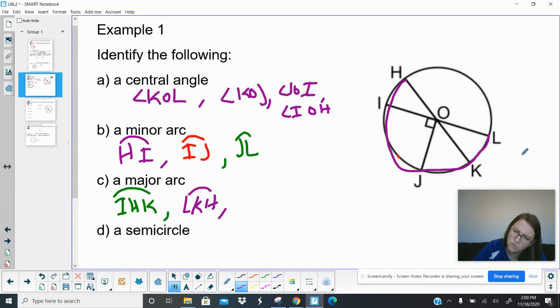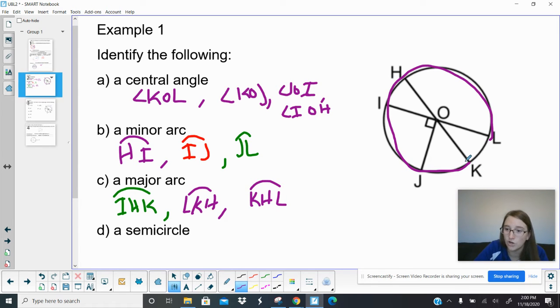Can I give you one more? I'll give you one more example you could have done. There's a ton, which is why I'm not going to list them all. But even KHL, that is a major arc. It's almost the whole circle, but it's not. When I trace it, it's almost the entire circle.